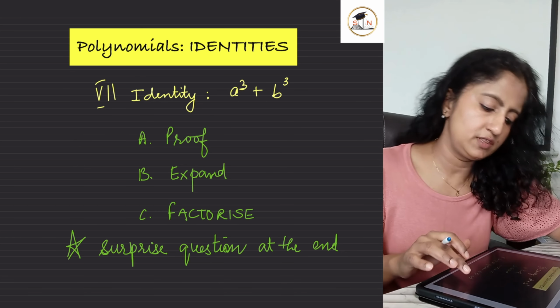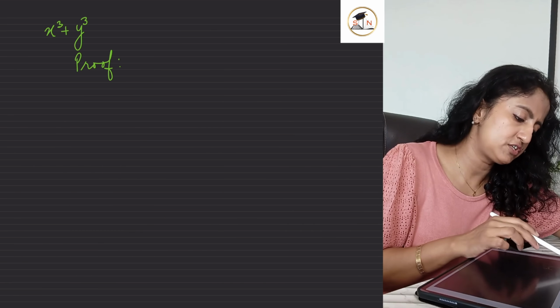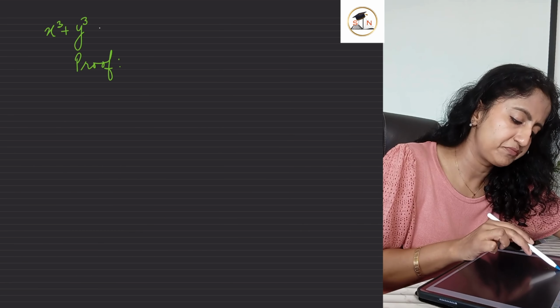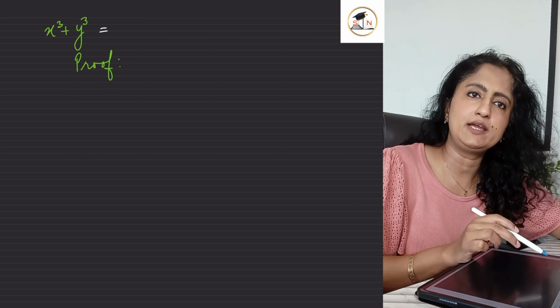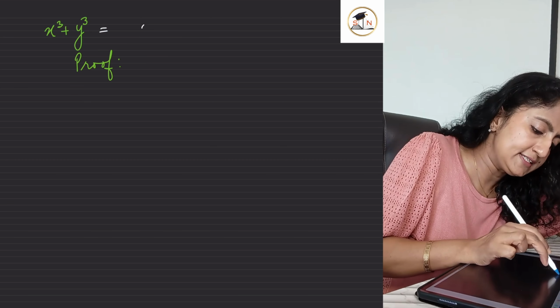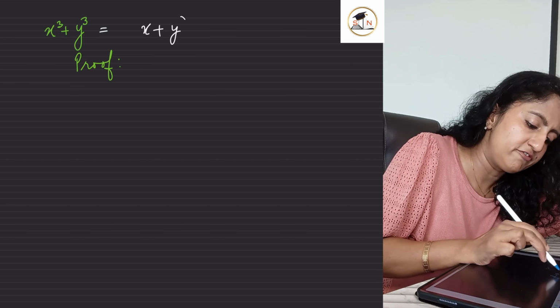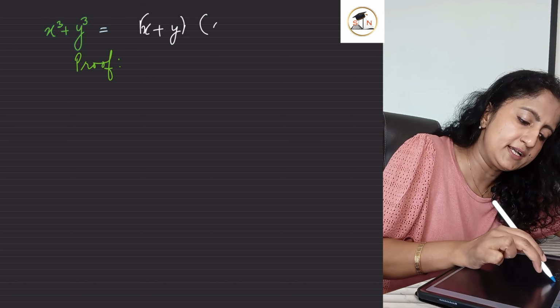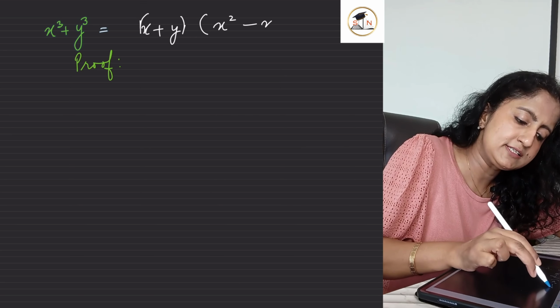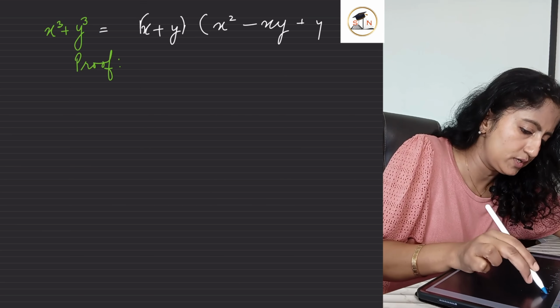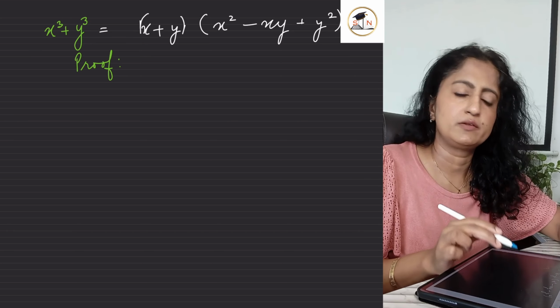Okay, starting with the proof. Now, first of all, what is the expansion? x cube plus y cube. The identity says x plus y in the first bracket. The second bracket is x square minus xy plus y square. This is the expansion, right?